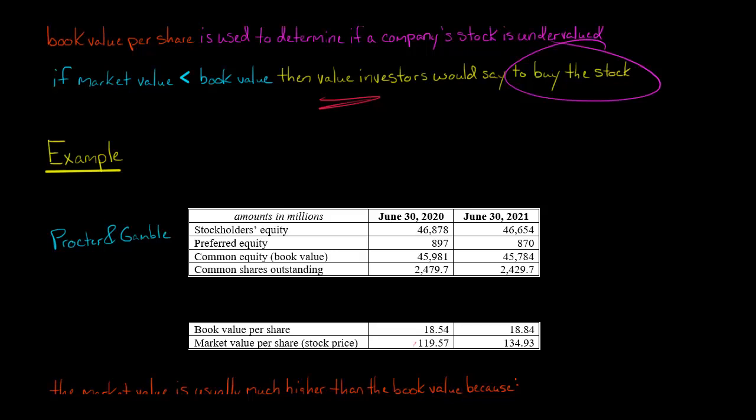So let's say that the market value was not $119 on June 30th per share. Let's say that it was $15. Okay, so if the stock price was $15 a share on June 30th, 2020, a value investor would say, hey, look, the book value per share is $18.54, but the market value is just $15. That stock is undervalued. We should buy that stock. We should buy Procter & Gamble, okay?